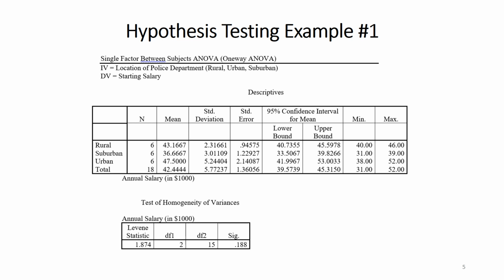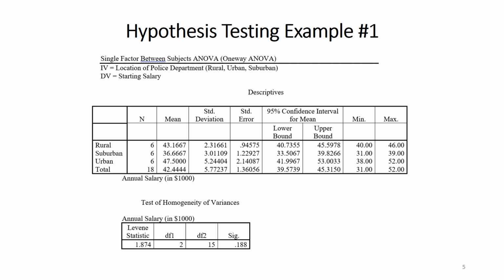And remember, balance is, do we have equal sizes across the different groups in our study? In this particular one, we happen to have exactly 6 people in the sample coming out of a rural environment, 6 from a suburban, 6 from an urban, for a total of 18.